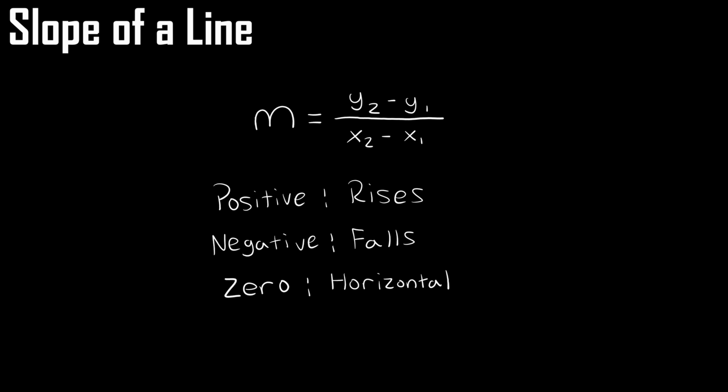And if the slope is undefined, our line will be vertical. There's no horizontal change. So let's do some examples.